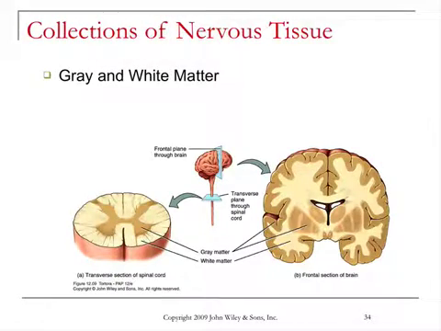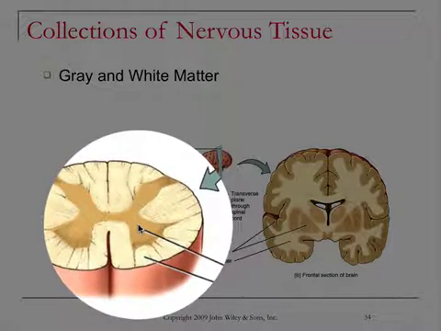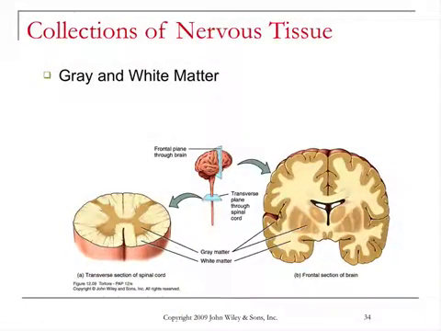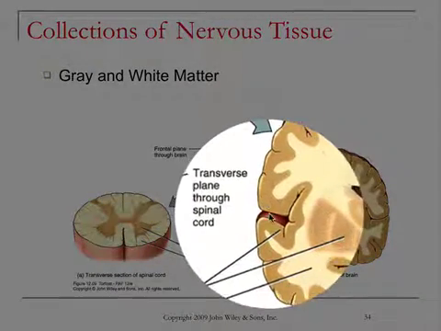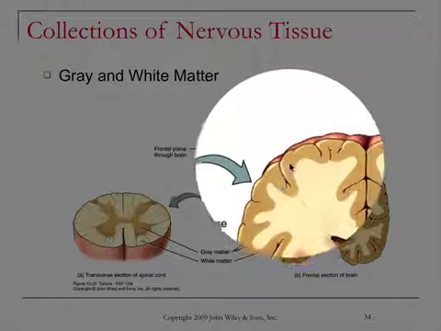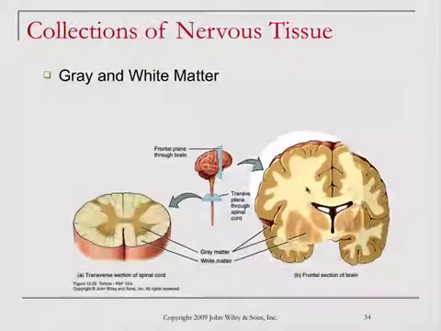Another type of collection of nervous tissue is gray matter and white matter. As we can see in this cross-section of the spinal cord, there's gray matter, and along its periphery we can see white matter. In the brain, along the cerebral cortex, the very outer layer of the cerebrum, we have what is called gray matter, and deeper inside we can see white matter.